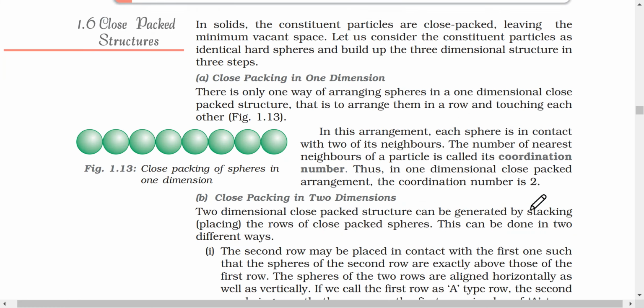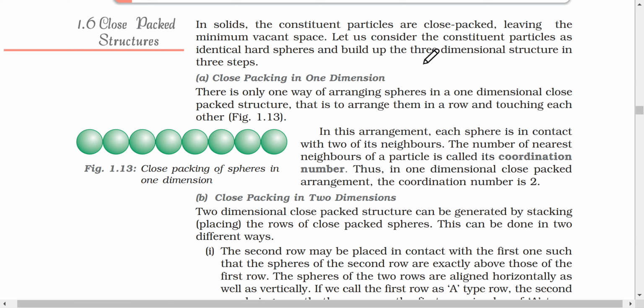अब हम पैकेजिंग करेंगे, ठीक है? सॉलिड्स में हमें पता है ना क्लोजली एसोसिएटेड होता है मॉलिक्यूल्स. लेट्स पैक द सॉलिड्स नाउ. फाइन. In solids, the constituent particles are close packed, leaving the minimum vacant space. ये तो हमें पहले ही पता है. Let us consider the constituent particles as identical hard spheres and build up a three-dimensional structure in 3 steps. अब हम एक 3D structure बनाएंगे. Fine, are you all ready? And we are taking space for convenience.